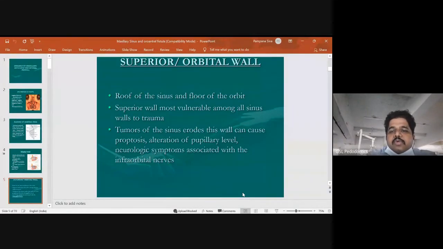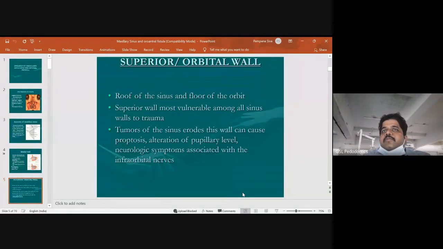Coming to the superior or orbital wall. Superiorly, it is formed by the floor of the orbit. The roof of the sinus is nothing but the floor of the orbit. The superior wall is the most vulnerable among all the walls. Why? Because it is the thinnest, weakest and most easily traumatized part of the maxillary sinus. So what is the significance of this? Because it is very thin, very delicate and very vulnerable, whenever any pathology extends in the maxillary sinus, it is the one most susceptible to get involved in the pathology.